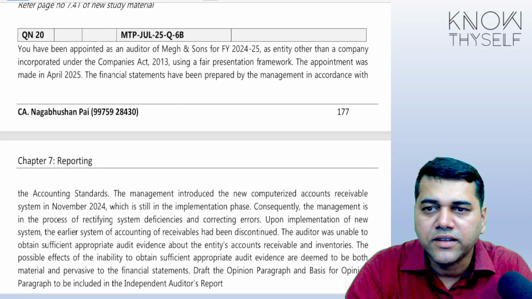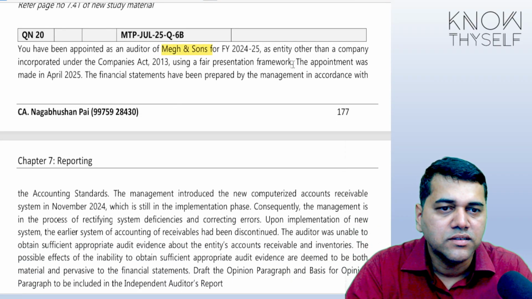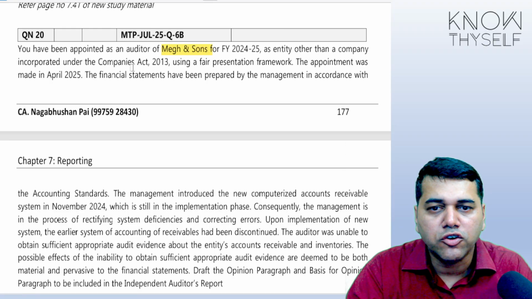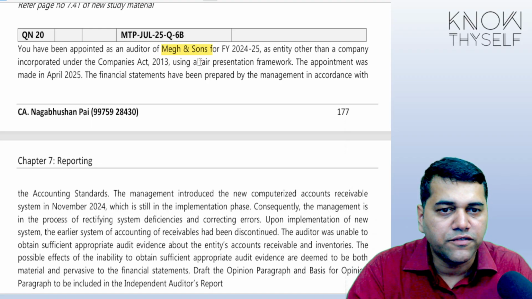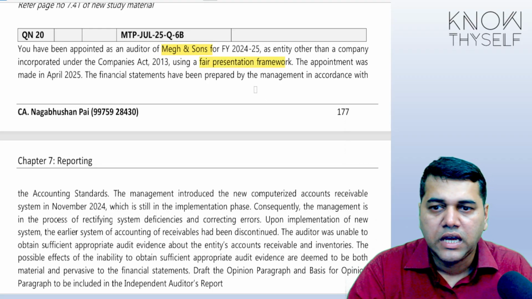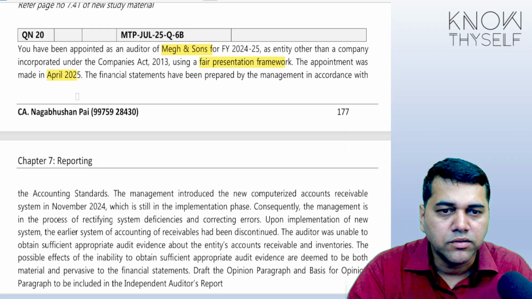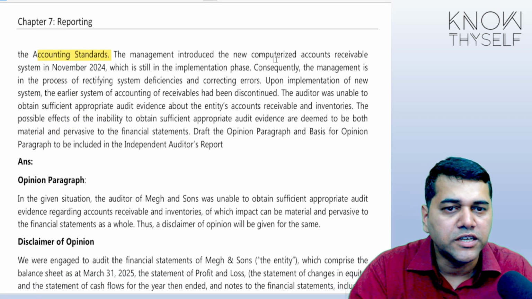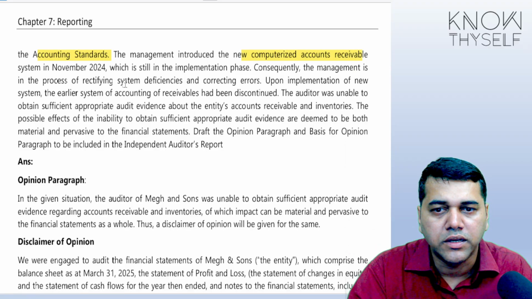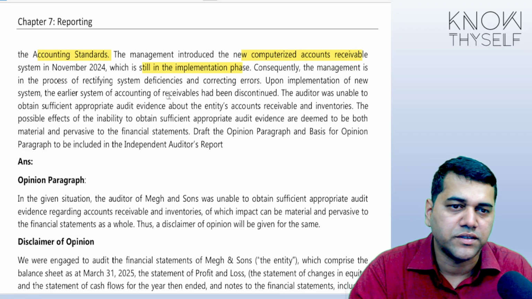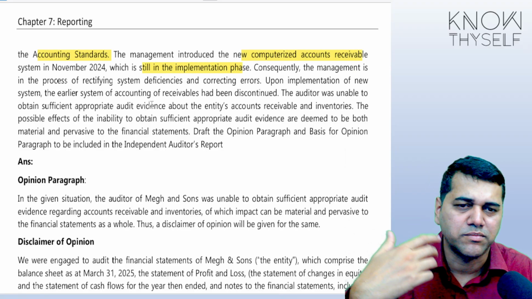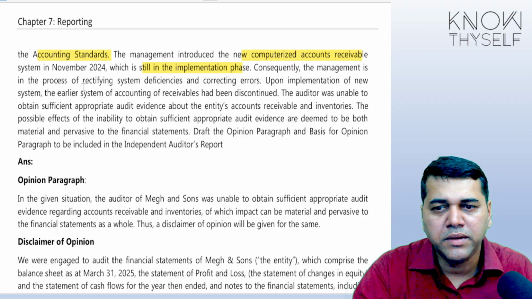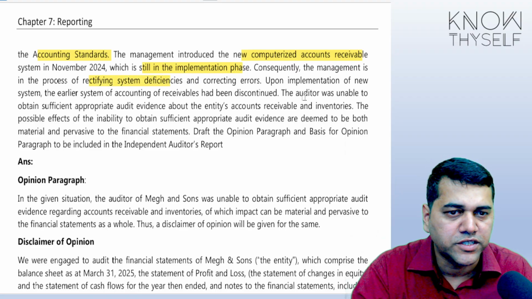You have been appointed as an auditor of Mega and Sons other than the company incorporated in the Companies Act using a fair presentation framework. Appointment was made in April 25. Management has prepared as per accounting standard. Management introduced a new computerized accounts receivable, which is still in the implementation phase. Okay, some system, AR system, billing system. Management is in the process of rectifying the system deficiencies.